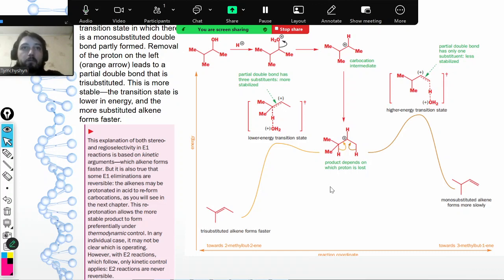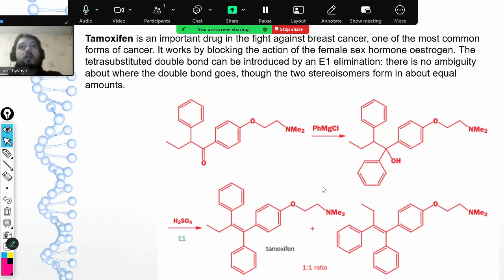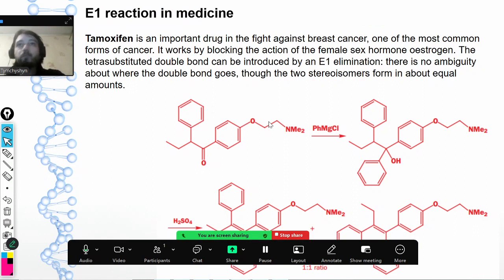But it's also true that E1 eliminations, or at least some of them, are reversible, and the alkenes may be protonated in acid to reform carbocations. This reprotonation allows the more stable product to form preferentially under thermodynamic control. So that's once again kinetic versus thermodynamic product.